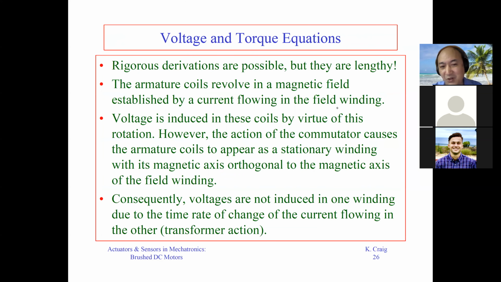So you can forget all the details within the magnetic field and also how they cut the magnetic field. If we just look, this is called the external characteristic. Like I give you a voltage and it is going to turn, and you also can generate torque.